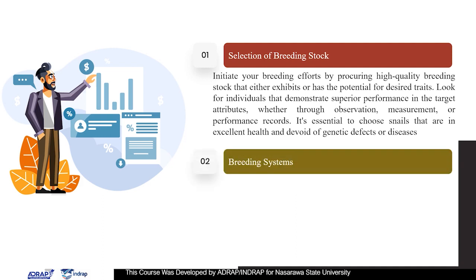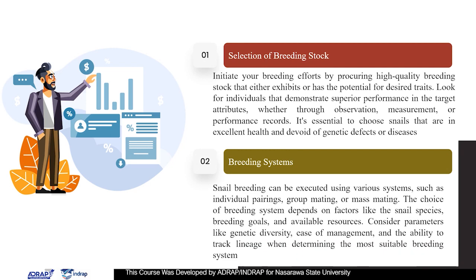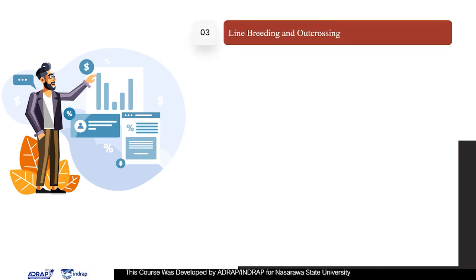Breeding system. Snail breeding can be executed using various systems, such as individual pairing, group mating, or mass mating. The choice of breeding system depends on factors like the snail species, breeding goals, and available resources. Consider parameters like genetic diversity, ease of management, and the ability to track lineage when determining the most suitable breeding system.